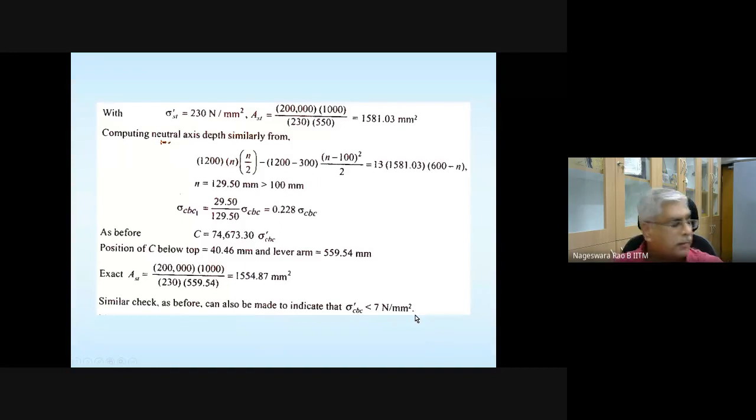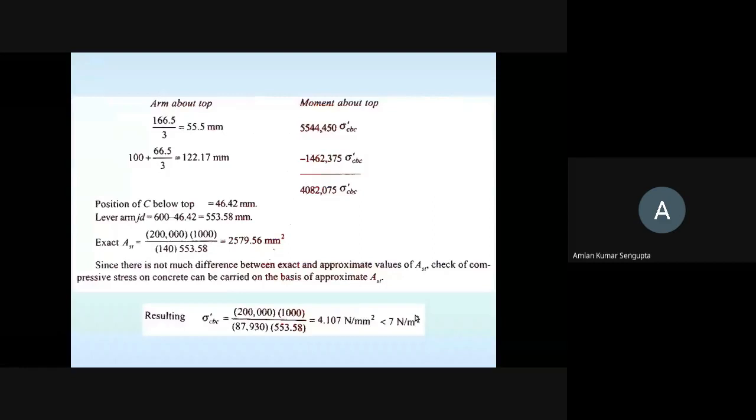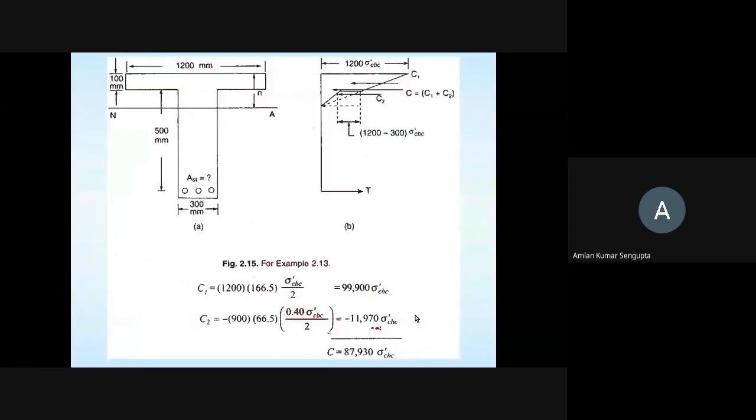Any questions? Yeah, there is a question regarding why it is n minus 100. See, essentially what is done is, whenever there is a non-rectangular section, it is considered to be a summation or addition of different rectangles. How you do it is left up to you. In this particular example, they have taken a big rectangle, the circumscribing rectangle, which is 1200 times n, and from there they have subtracted two small rectangles.